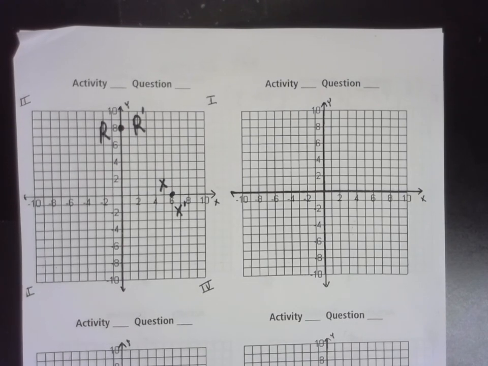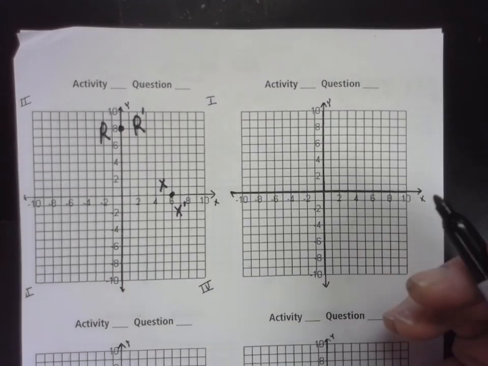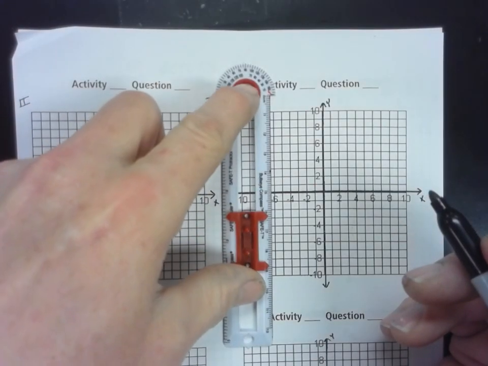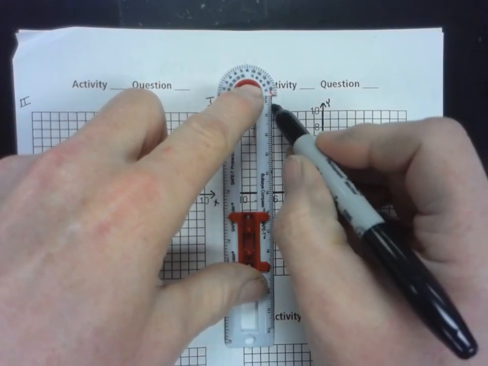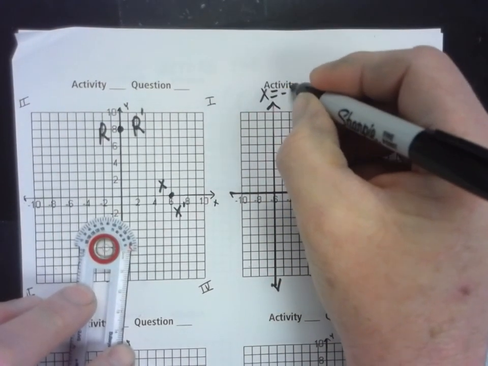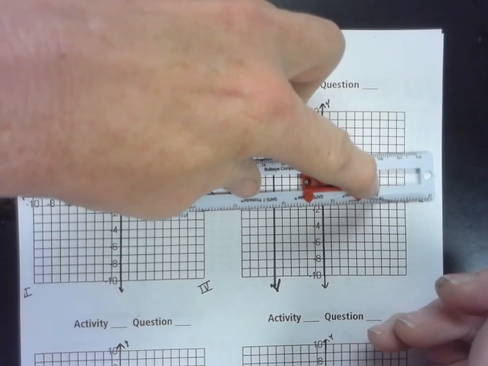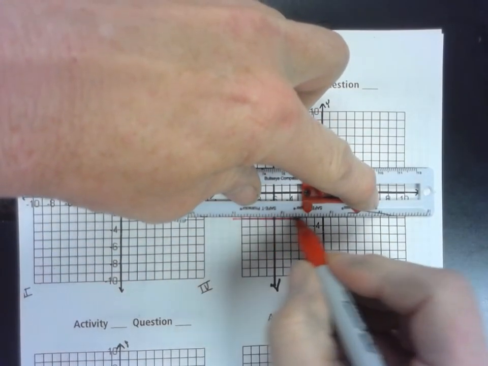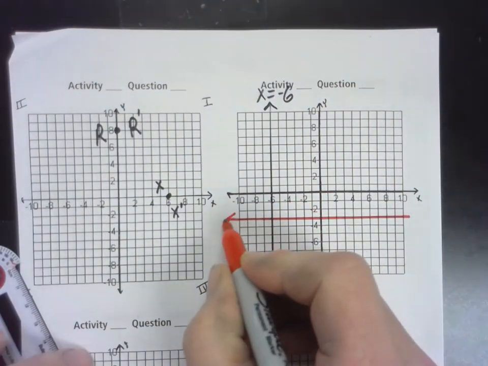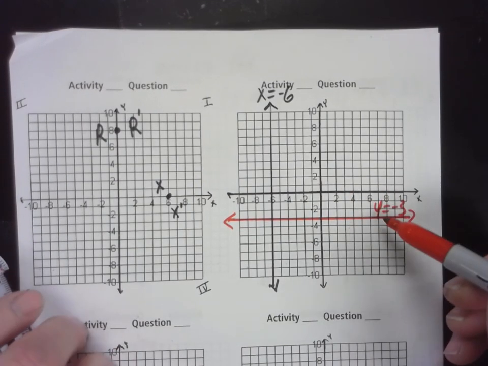So, all right. What other types of lines could we have? I suppose we could have a line like this. What is the equation of this line? Okay, x equals -6. Could we reflect points across a vertical line? Or maybe a horizontal line? What's the equation of this line right here? Okay, y equals -3.